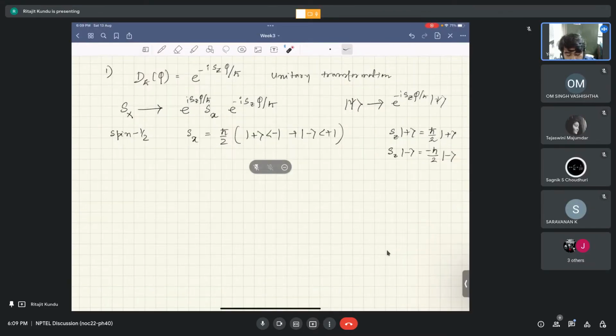Now when you have done this, there are particular reasons why you should do that, because that will make the math a lot simpler. So let's take this Sx and apply the rotation operator on it. So it is e to the power i Sz phi by h bar, Sx, e to the power minus i Sz phi by h bar. Let me put in this form of Sx which I have chosen.